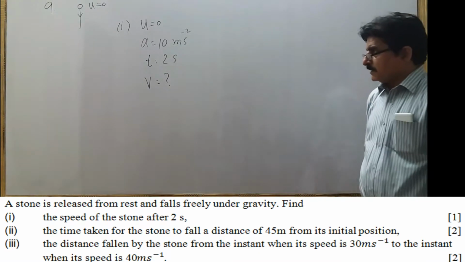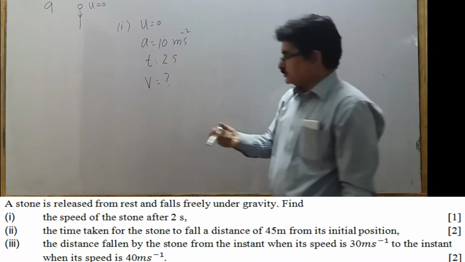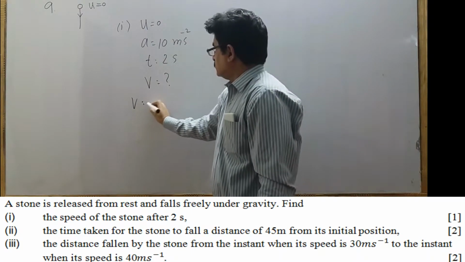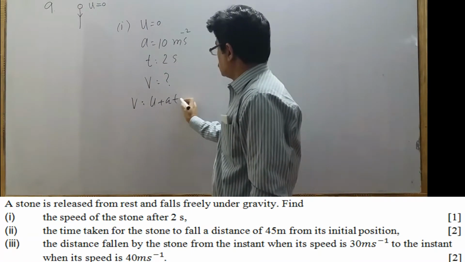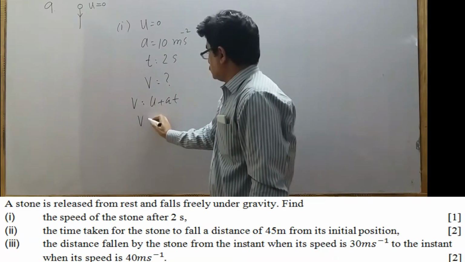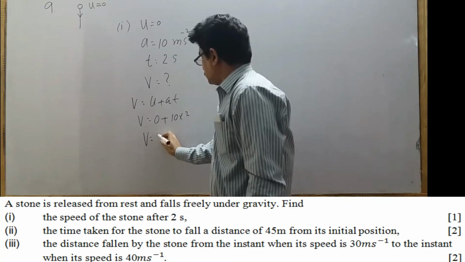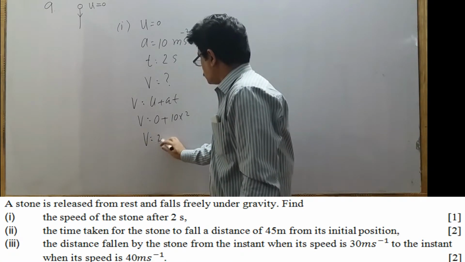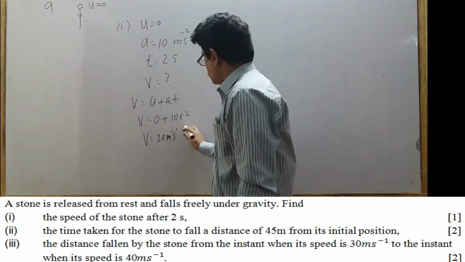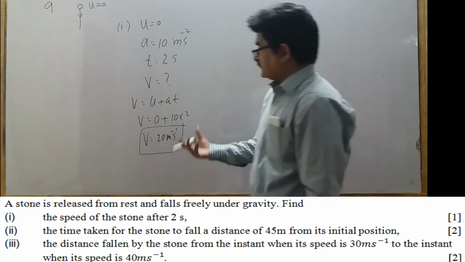This is the data. Now we have to choose an equation of motion which suits it, which is v is equal to u plus at. Put in the values: v is equal to 0 plus 10 into 2, and you have v is equal to 20 meter per second. So it was a very simple part.